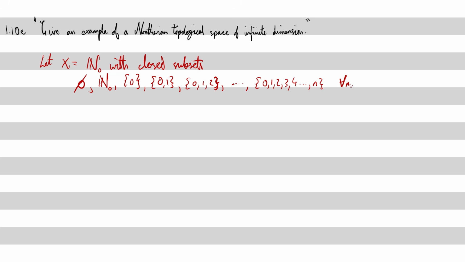Now, we have an admissible chain immediately, although we must show that each of these closed subsets is irreducible. But firstly, we want to consider that X is Noetherian.